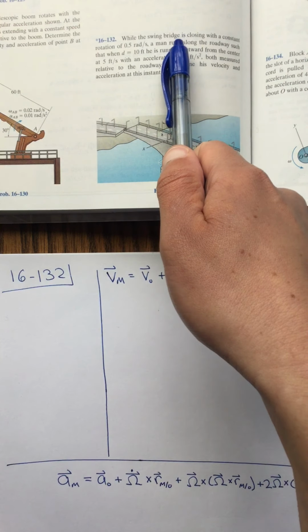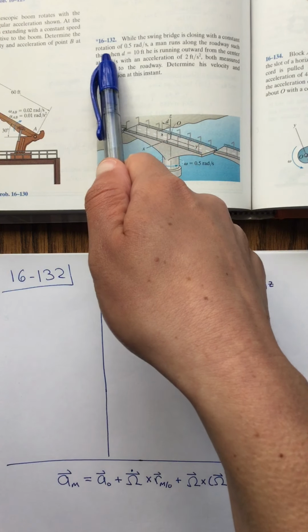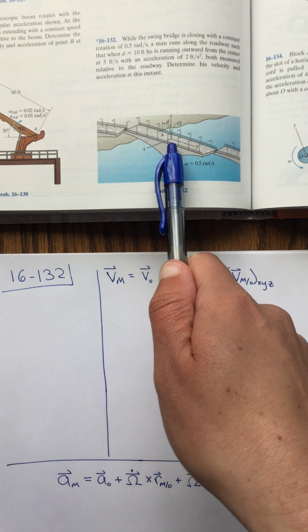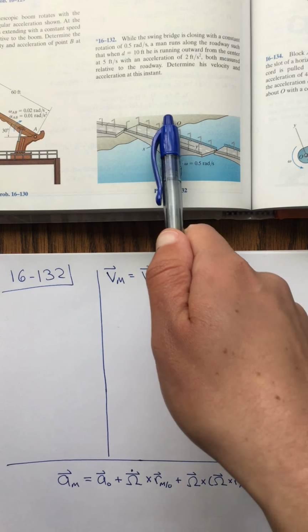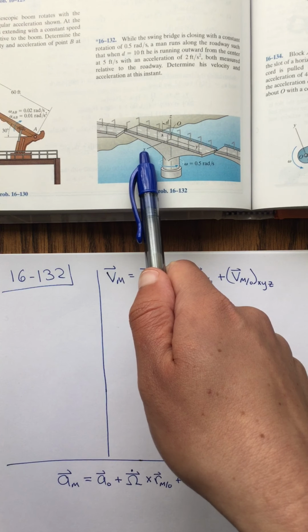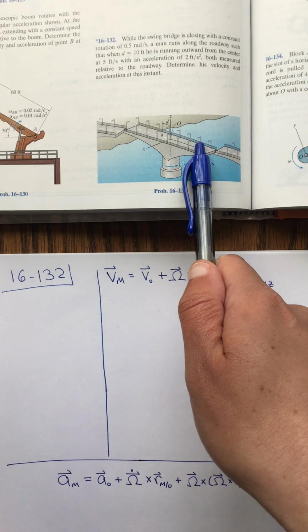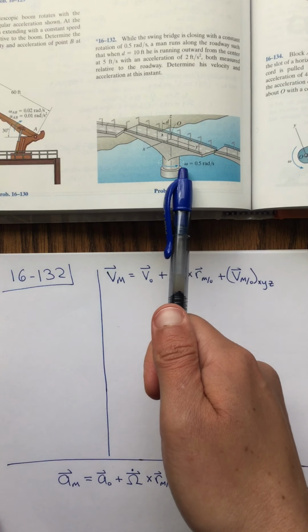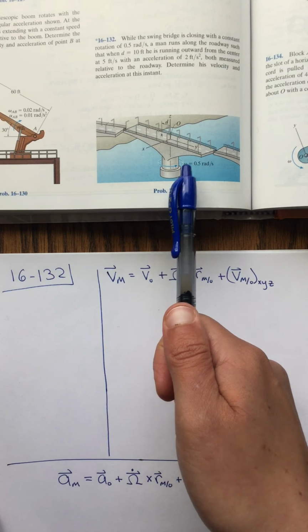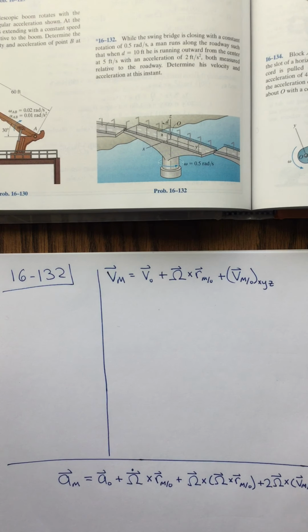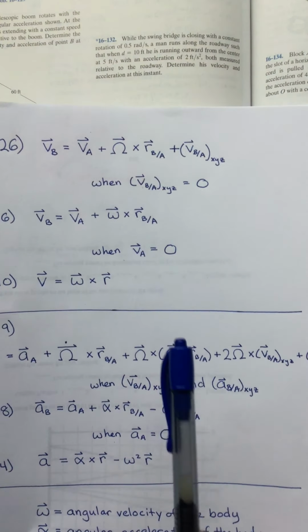So the swing bridge is closing with a constant rotation of 0.5 radians per second. On the diagram, they gave me a little XYZ coordinate system. We're going to use that. The coordinate system is rotating with the swing bridge. So the angular velocity of the swing bridge is the same as the angular velocity of the coordinate system. And we talked about that when we looked at these equations here.